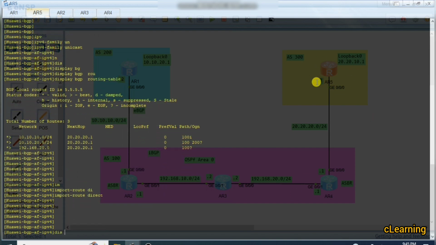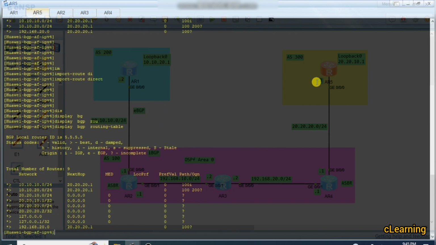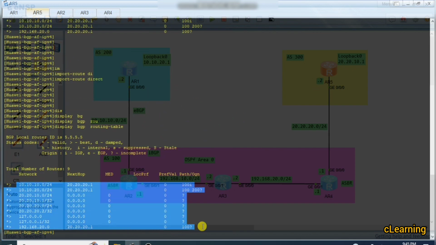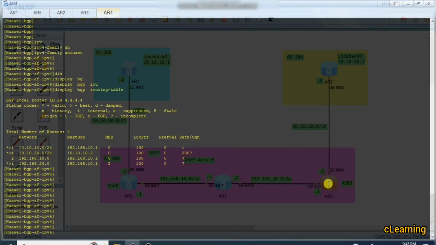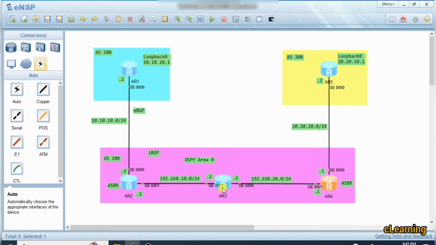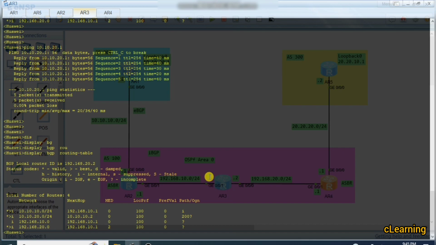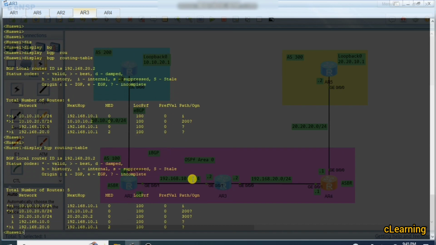So now you will see here, display BGP routing table, all routes will exist here. Now you can observe that all routes are present in this routing table here as well. Here we will check, now we will check the BGP routing table. You can see 20.20.10.1 route also exists, but 20.20.20 does not exist.